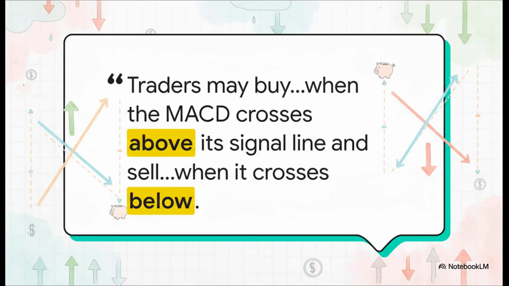And here is the classic signal in a nutshell. When that faster MACD line pushes up and crosses above the slower signal line, it's a hint that upward momentum is building. That's a potential buy signal. And when it crosses below, it suggests momentum is shifting downwards. That's your potential sell signal. It's a really foundational trigger for a lot of strategies.